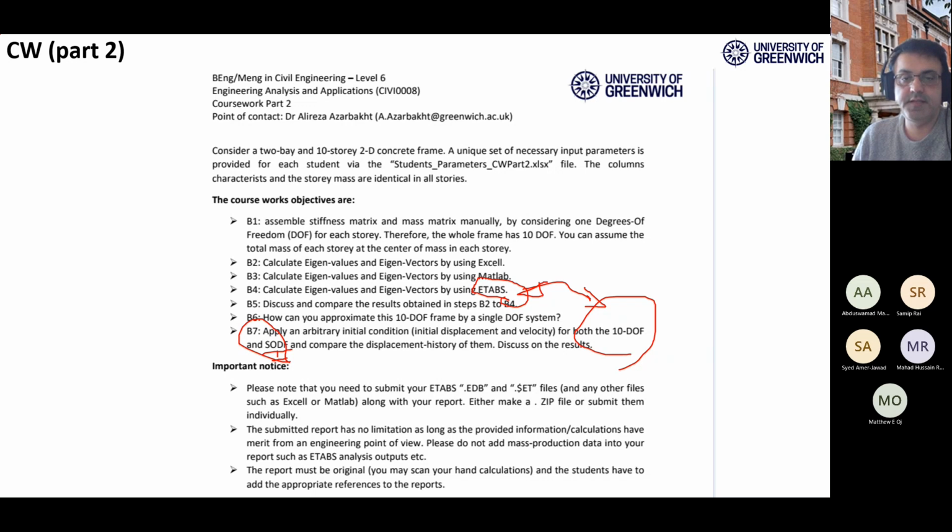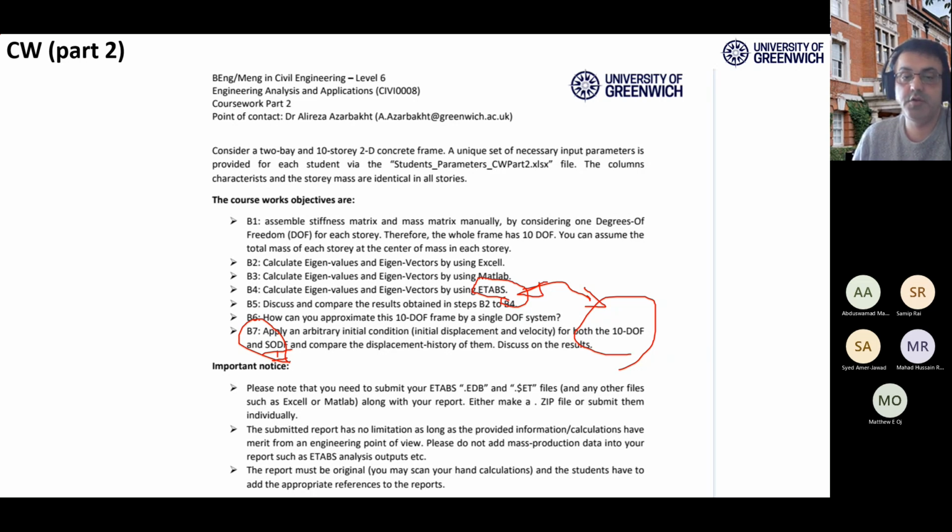Your report doesn't have any limitation, but it should make sense. Do not provide mass output like tables or numbers that do not make sense. You should provide engineering results that make sense, and you need to discuss any kind of results you obtain and provide in your report.